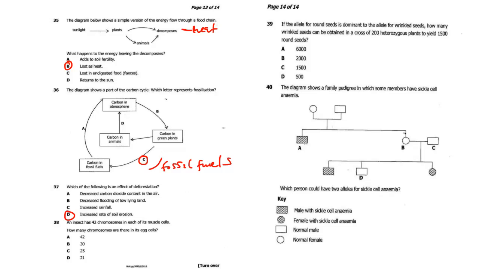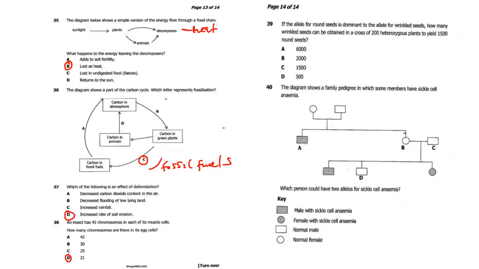An insect has 42 chromosomes in each of its muscle cells. How many chromosomes are there in its egg? So half of that is 21. So the answer is 21.